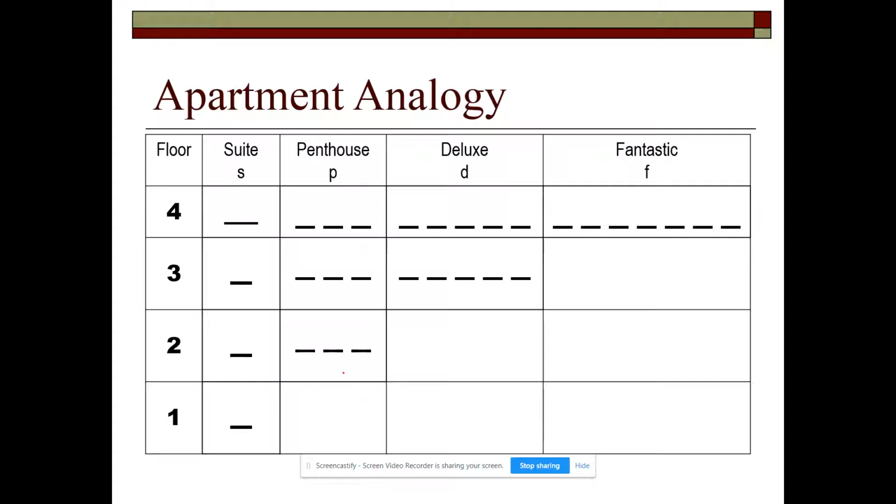Now, in order to help us understand how electron configuration works and how orbital notation works, we're going to use an analogy that I call my apartment analogy. Think of this as the atom as an apartment for electrons. And to understand that, we're going to use a couple of terms.